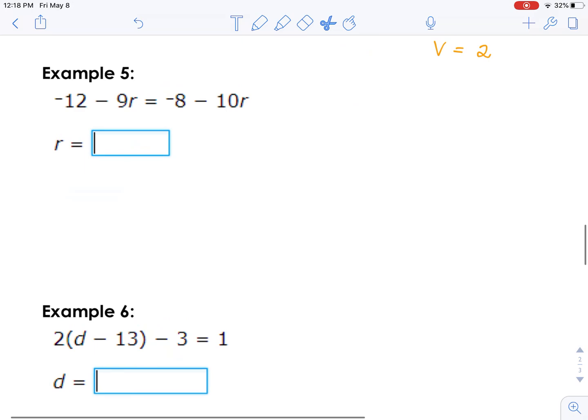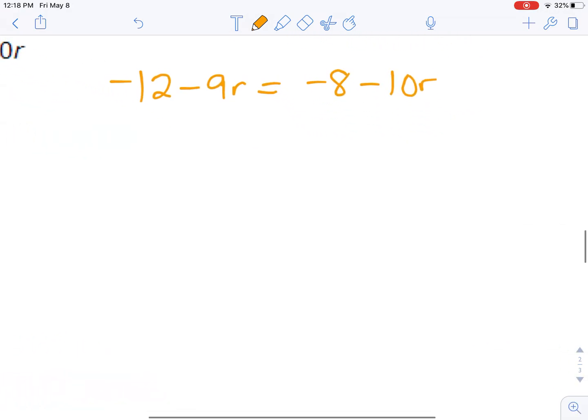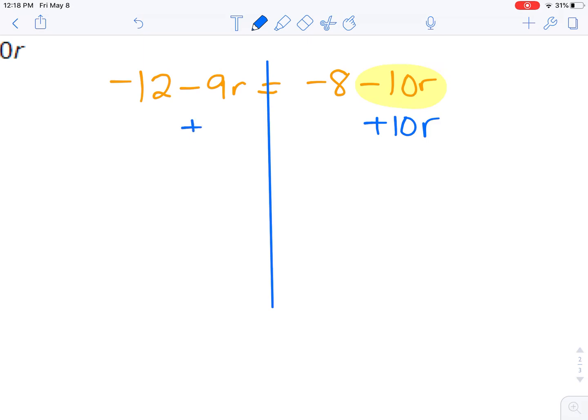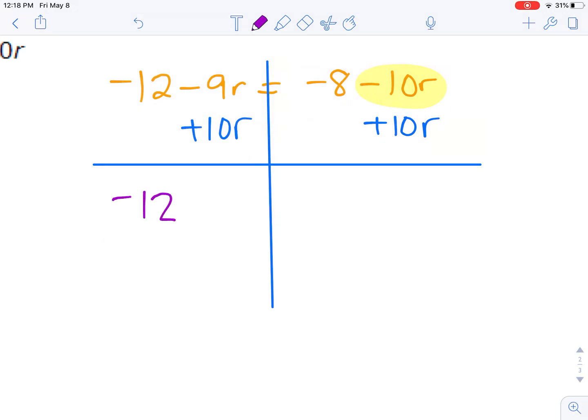Okay, our next problem, I'm going to go ahead and rewrite it. Now notice that our r's are on different sides. Anytime you're going across that equal sign, we do what's called inverse operations. So if I want to take this negative 10r and move it, if it's a negative 10, we're going to move it by making it a positive 10. So now what we have is negative 12. Negative 9 plus 10 is 1r. And on the right side, we have negative 8 because those 10 r's cancel.